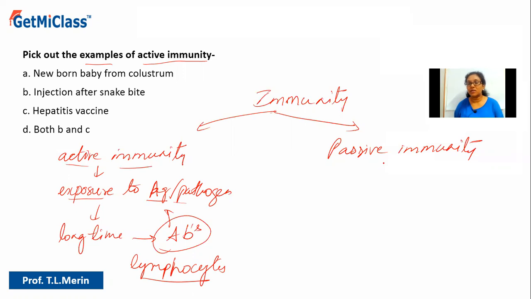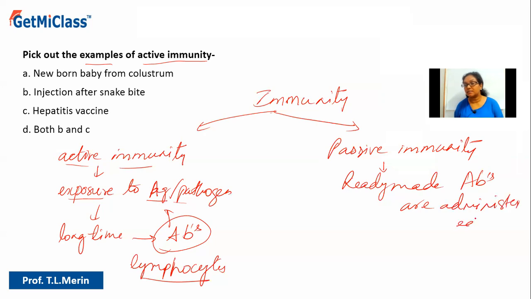Whereas in passive immunity, readymade antibodies are given, or antibodies are administered, and the effect is immediate. Why? Because they're already present. But in active immunity, it has to take time to identify the antigen, recruit the lymphocytes, multiply them, then produce antibodies, and then attack. Here readily available antibodies are given, hence an immediate response.